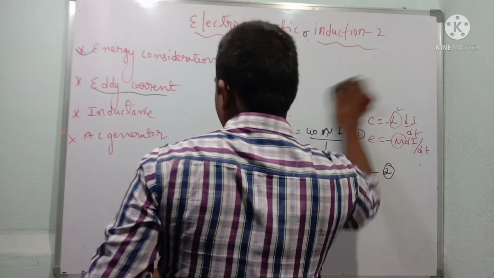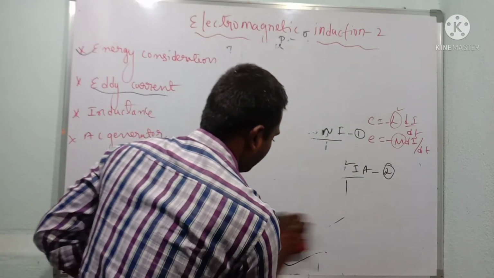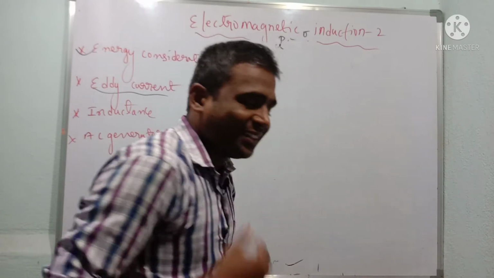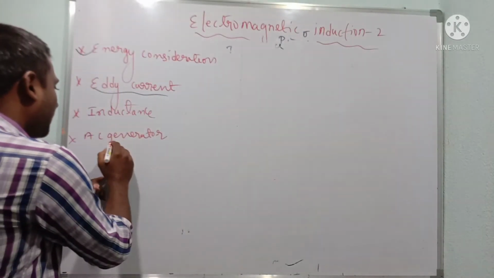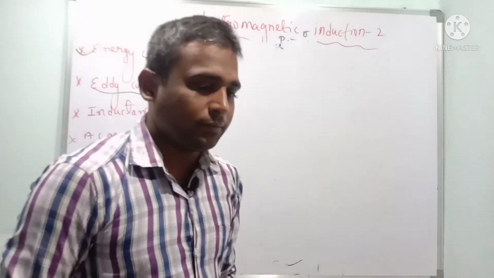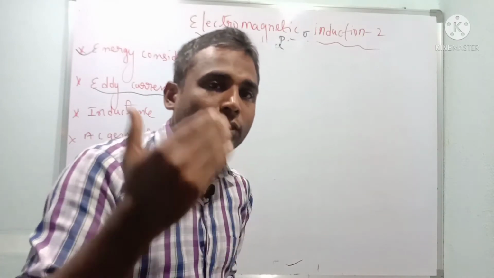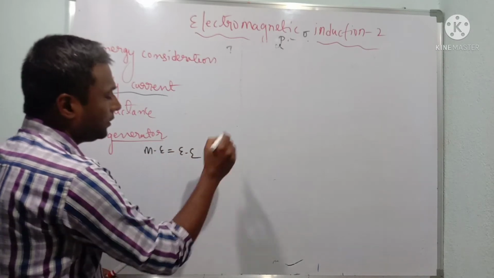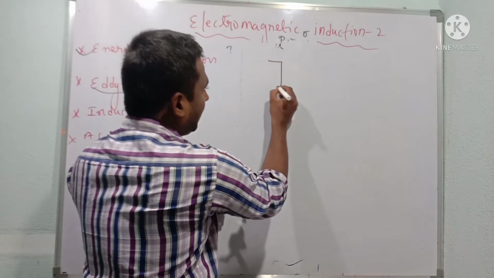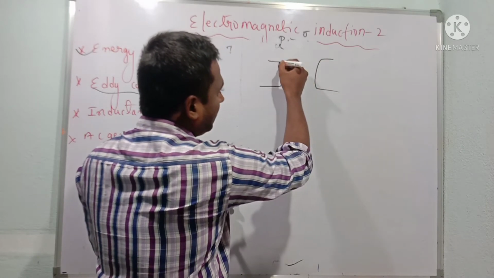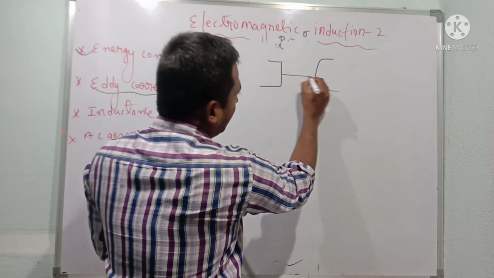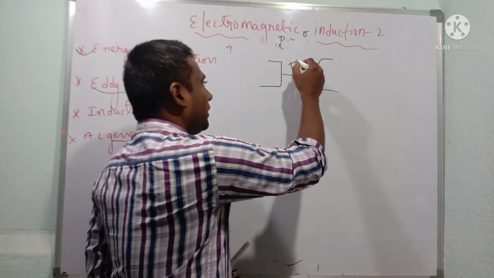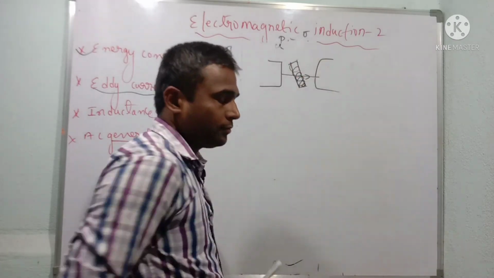AC generator. You know what an AC generator is? Children, a generator means the device which converts mechanical energy into electrical energy. So let us consider a magnet. Imagine this is a curve shaped magnet and we have kept a conductor. Now this conductor is coated by a large number of copper turns.